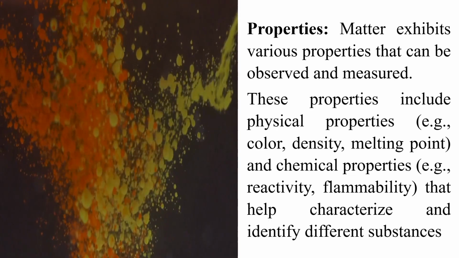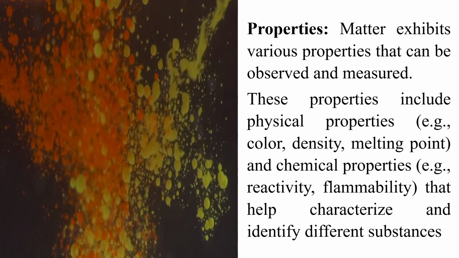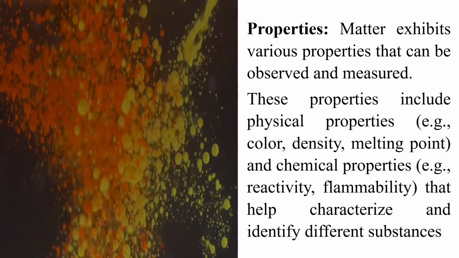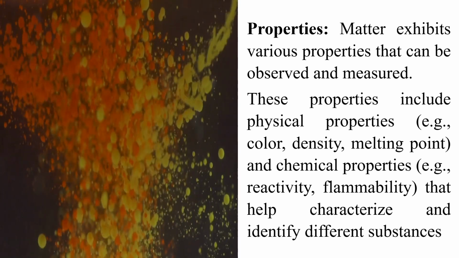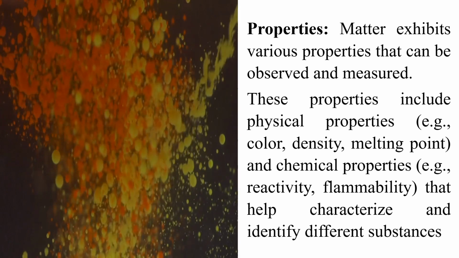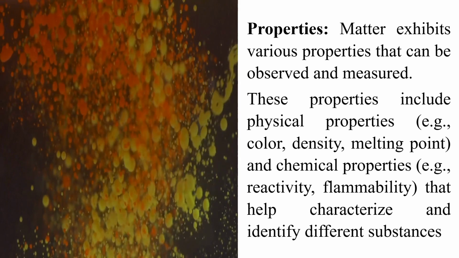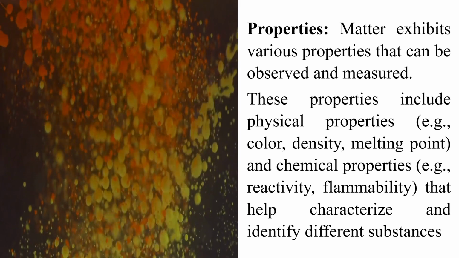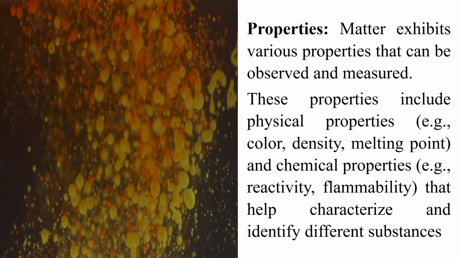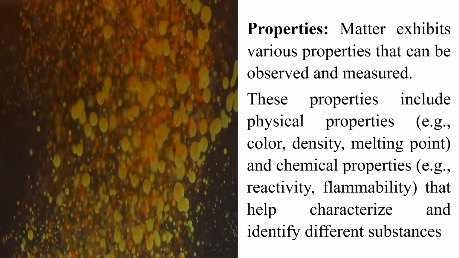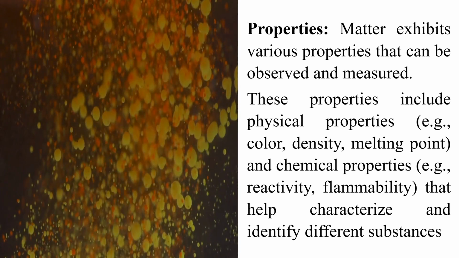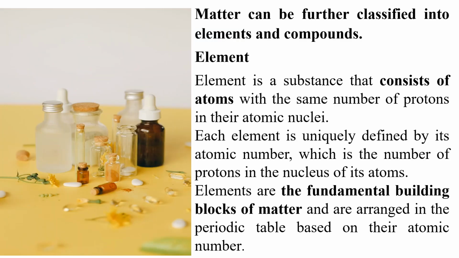Properties of matter. Matter exhibits various properties that can be observed and measured. The main properties are physical properties and chemical properties. Physical properties include color, density, melting point, etc. Chemical properties include reactivity, flammability, etc. These properties help characterize and identify different substances. Matter can be further classified into elements and compounds.